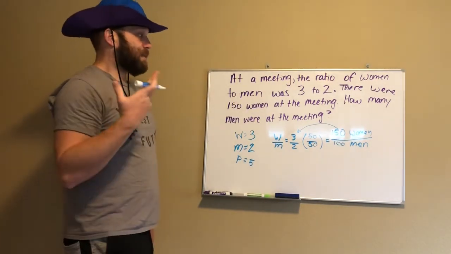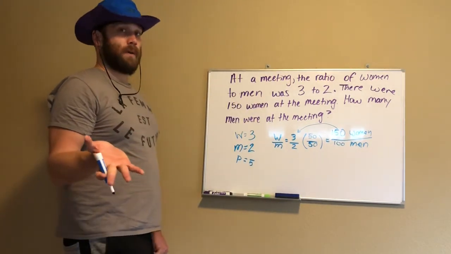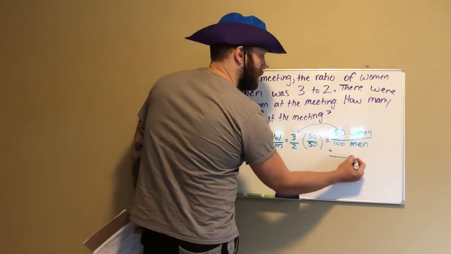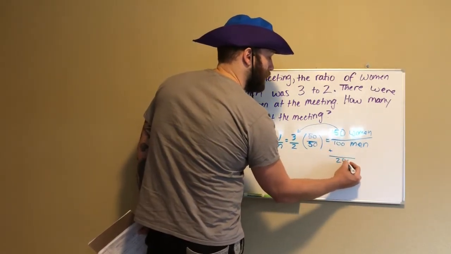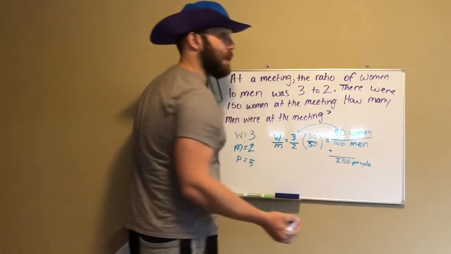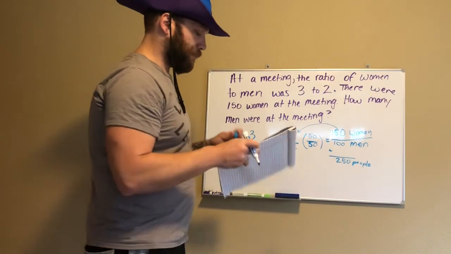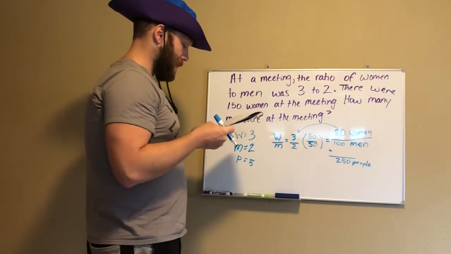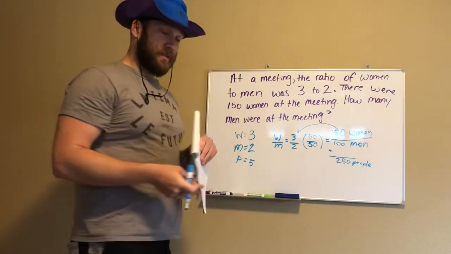I know that if there are 150 women there, there's going to be 100 men. And if I took it a step further, how many people in all were there? Well, what's 150 plus 100? 250 people. That is a big meeting. So, last thing before we go for the day, we are going to do area of a circle.